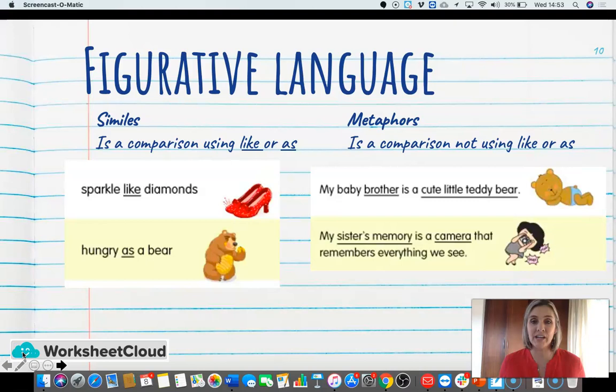Right, so let's take a look at the examples. My baby brother is a cute little teddy bear. So it's not comparing him using the words like or as. He's not like a cute little teddy bear. He is a cute little teddy bear. So it's a direct comparison. My sister's memory is a camera that remembers everything we see. Love that one. So her memory is not like a camera. It is a camera that literally takes snapshots of everything, and that's how she remembers everything she sees. So some lovely comparisons there. Lovely figurative language devices to use in your writing.